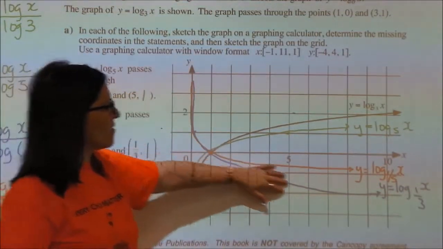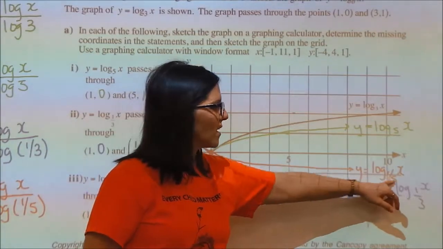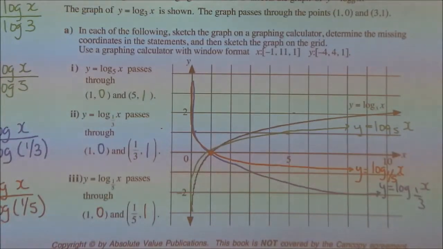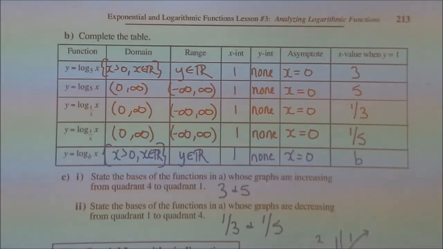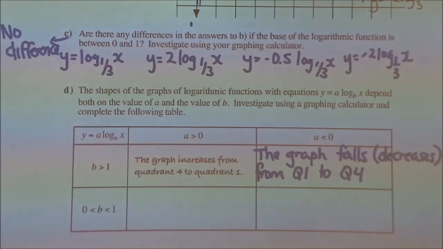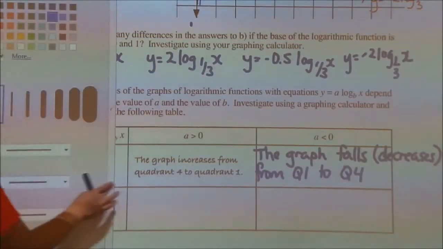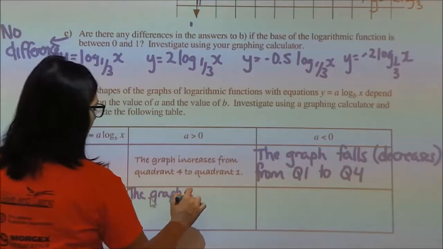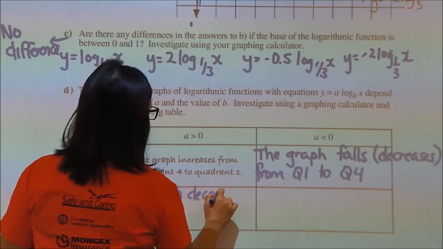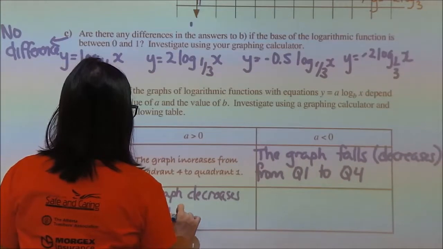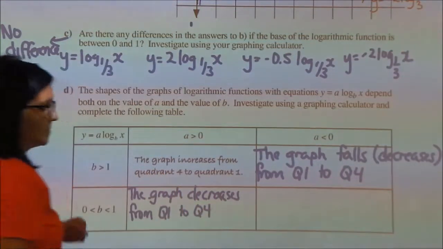In the case here, when the value of a was greater than 1, my graph fell from quadrant 1 to quadrant 4. The same thing happens when I have a value greater than 0, such as 2. So in this case here, the graph decreases from quadrant 1 to quadrant 4.